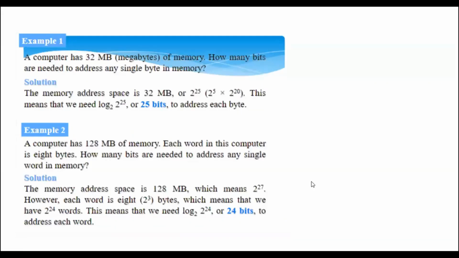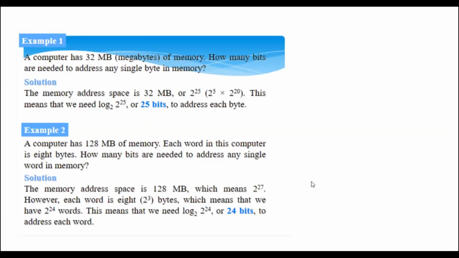Another example: a computer has 32 megabytes of memory. How many bits are needed to address any single byte in memory? The solution is that the memory address space is 32 MB, or 2 raised to 25, or 2 raised to 5 multiplied by 2 raised to 20. This means that we need log base 2 of 2 raised to 25, or 25 bits, to address each byte.